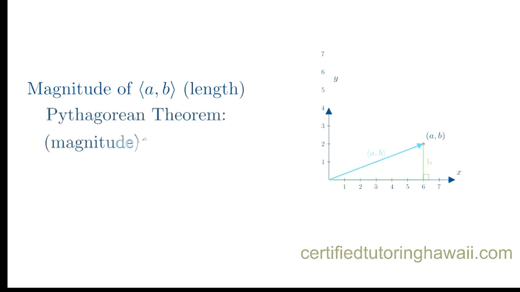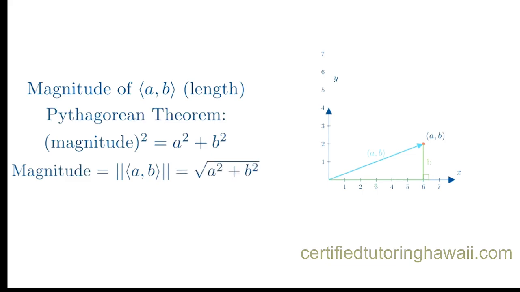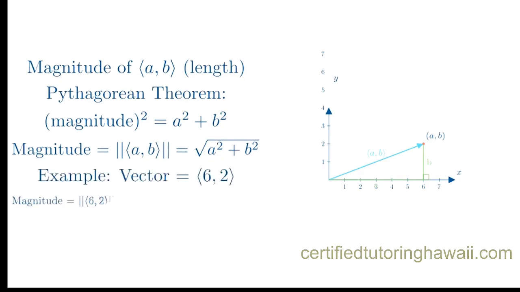Therefore, the magnitude of the vector, denoted with vertical bars, is the square root of the sum of the squares of its components. That is, the square root of a squared plus b squared. Let's find the magnitude of the vector from our first example. Our vector was ⟨6, 2⟩. Its magnitude is the square root of 6 squared plus 2 squared, which is the square root of 36 plus 4, or the square root of 40.